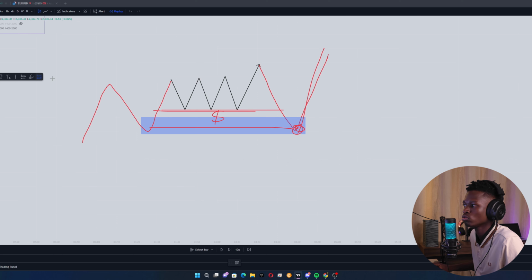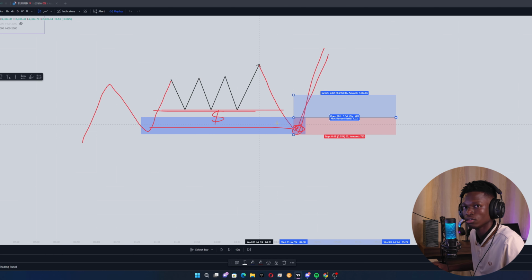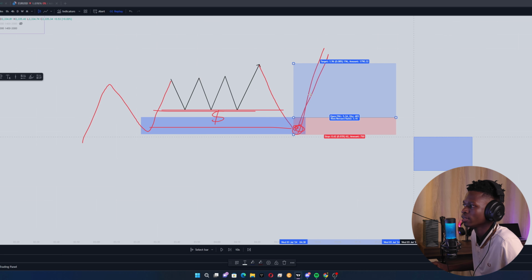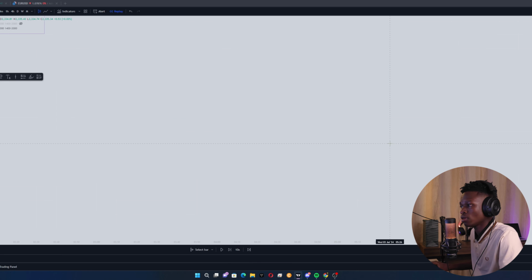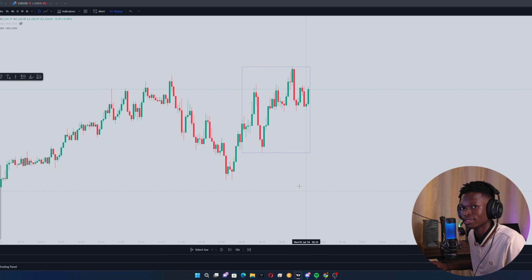So all you have to do is you can enter with confirmation or without confirmation, depends on you, but you have to enter there and then have, let's say, TP at previous high or something, or you can have your TP as maybe your target in terms of percentage or anything.